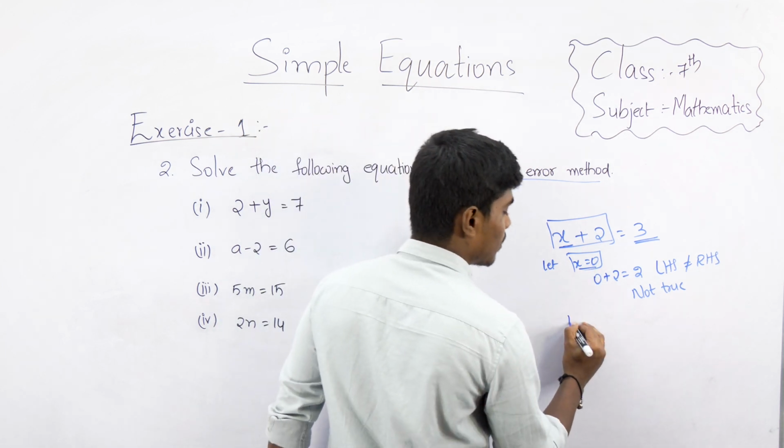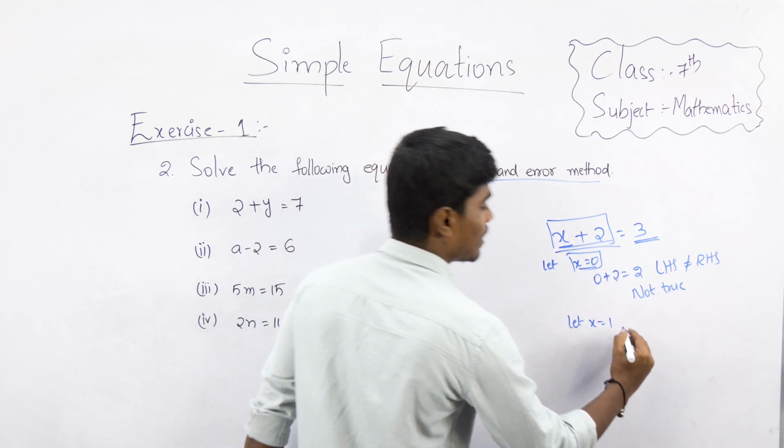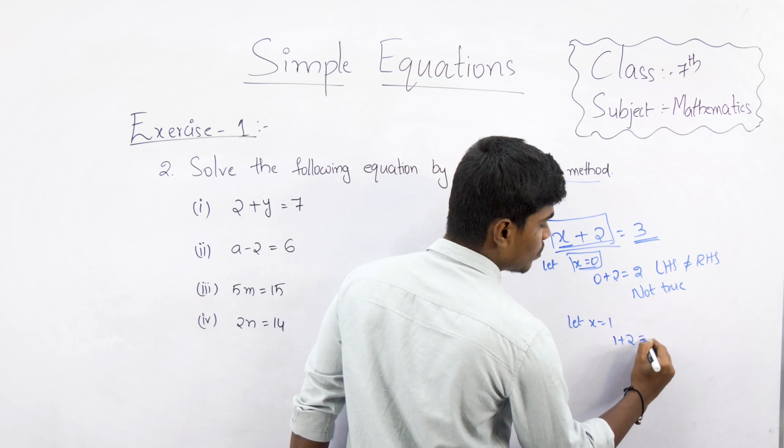So let's take 1. Let x = 1. Now we substitute on the left hand side. So x plus 2 means 1 plus 2 = 3.